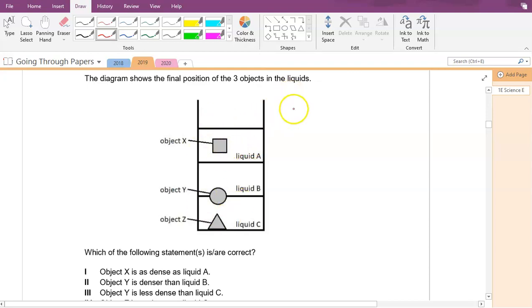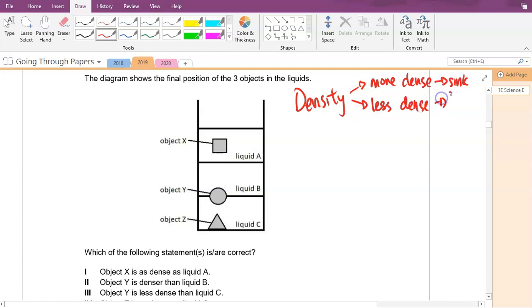So this whole diagram here is actually about density. To know their density, you need to take note of this: the more dense will sink, the less dense will float. This is the key concept we need you to know. Therefore, let's start from the bottom. Z will be the densest because Z is all the way at the bottom. Then liquid C will be here because liquid C is at the second lowest.